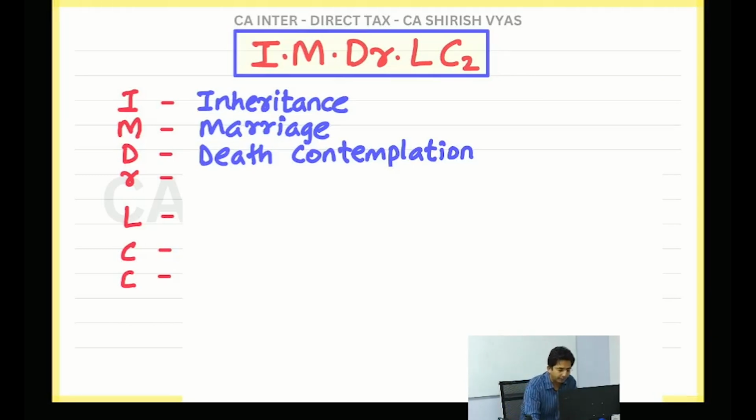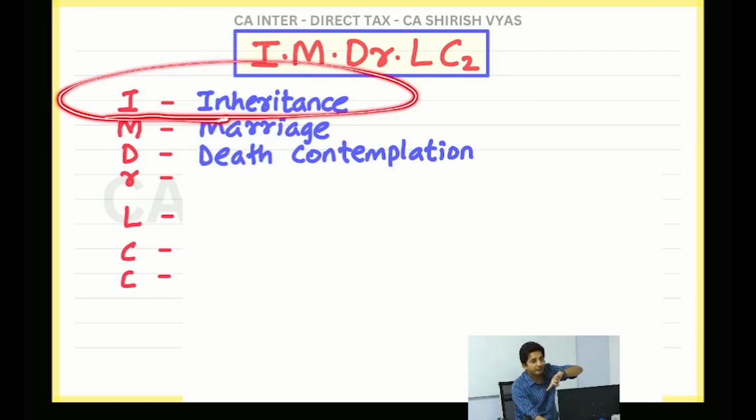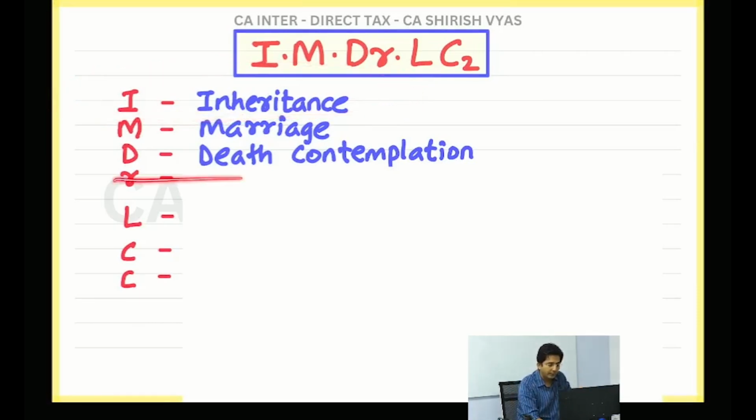In short, see, the difference is what? In inheritance, you are getting after death. But here you are getting before the death, but in contemplation of the death. Contemplation means in expectation of the death, that you are going to die. But both are death related. So whether it is after the death or before the death, death related gifts are exempt. Marriage gifts are also exempt. Can you guess the next alphabet?